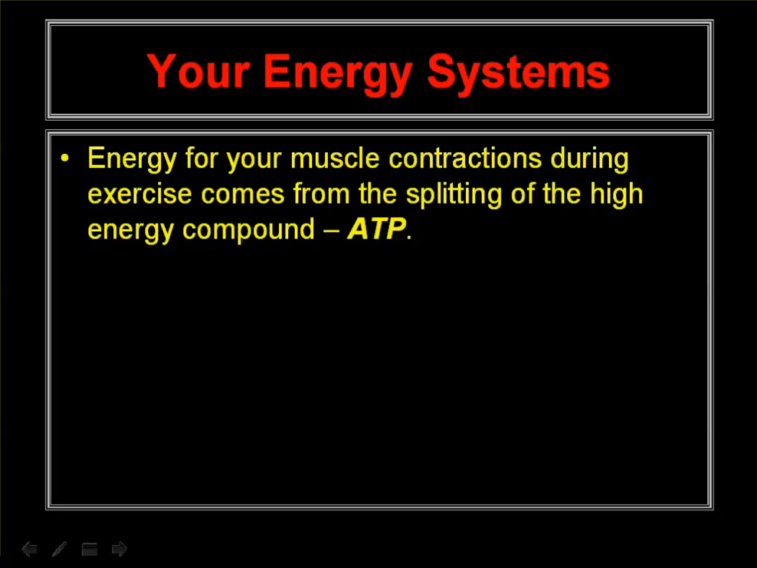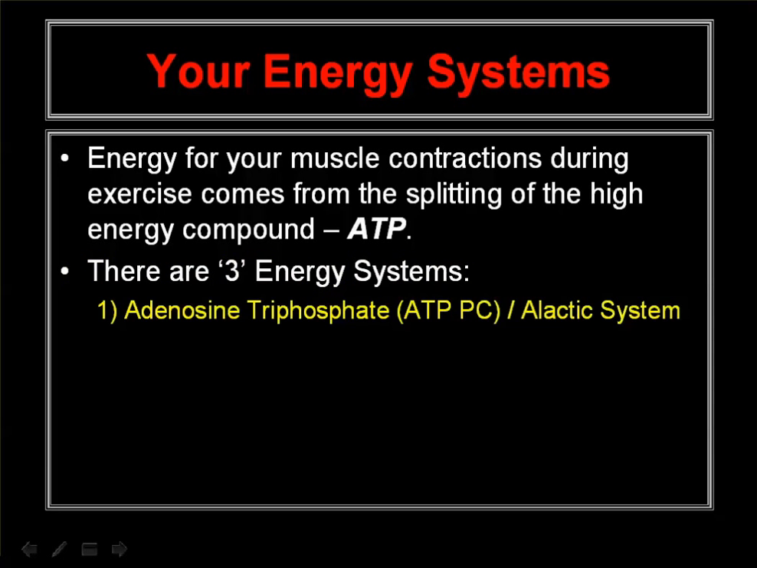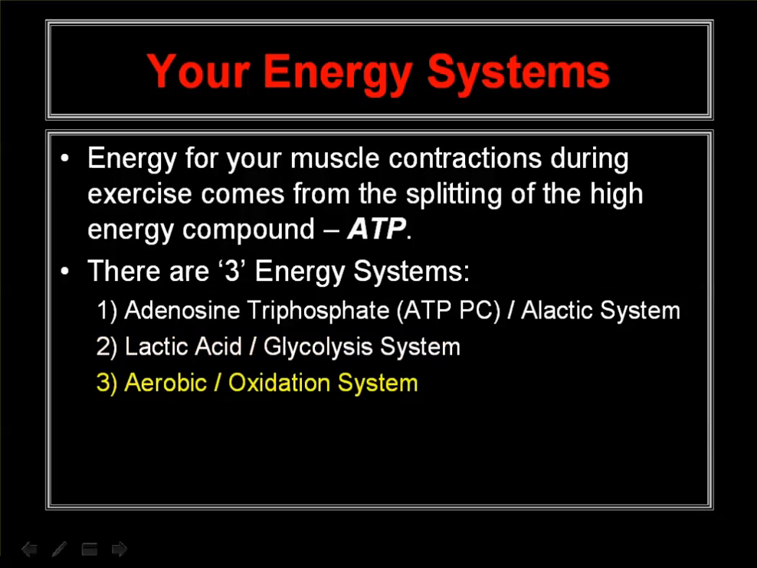Remember the chemical and mechanical conversion processes, as we have previously identified. Your body takes chemicals or substrate materials and converts them into mechanical energy through this process, and it's accomplished with the application of different energy converting systems. You and I have 3 energy systems. The first one is the adenosine triphosphate, the ATP-PC, or sometimes referred to as the alactic system. The second one is the lactic acid, or referred to also as the glycolysis system. And the third one is the aerobic, or the oxidation system.